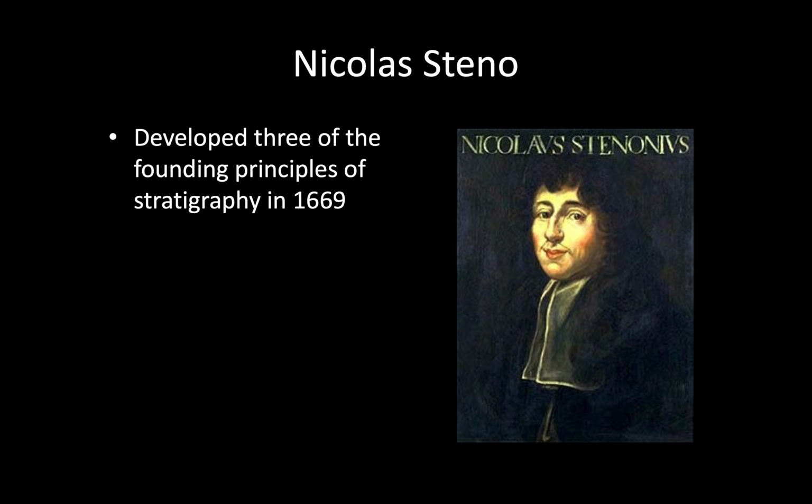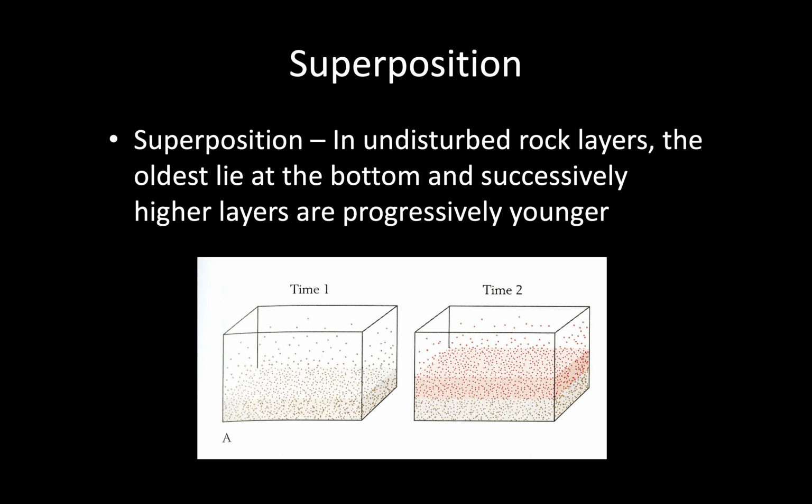And Nicholas Steno was your classic overachiever. He was really famous in a number of different subjects. Geology was just one of them. But he founded the principles of stratigraphy in the 1600s. So let's go through these. You don't need to know Steno's name, but you do need to know the principles he developed. The first is superposition. So, superposition. In undisturbed rock layers, the oldest lie on the bottom and the youngest lie on top.